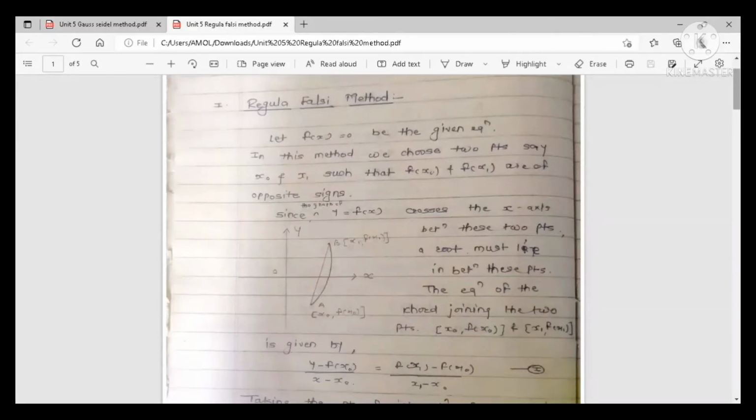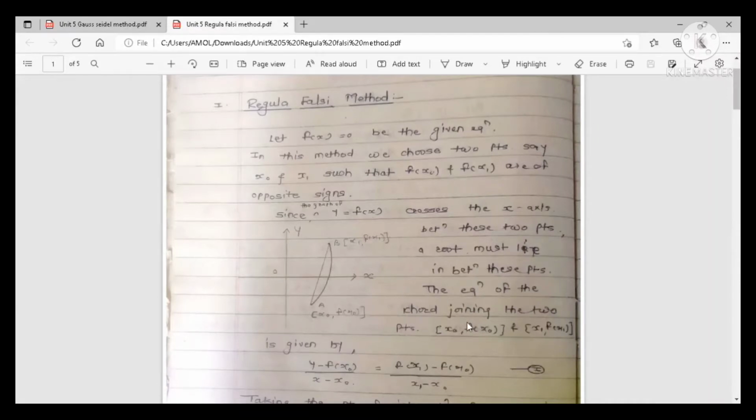This method is used to solve transcendental equations, or to find the solution of nonlinear equations. What is the Regula Falsi method? Let f(x) = 0 be the given equation. In this method, we choose 2 points, say x0 and x1, such that f(x0) and f(x1) are of opposite signs. Since the graph of y = f(x) crosses the x-axis between these 2 points, a root must lie in between these points.